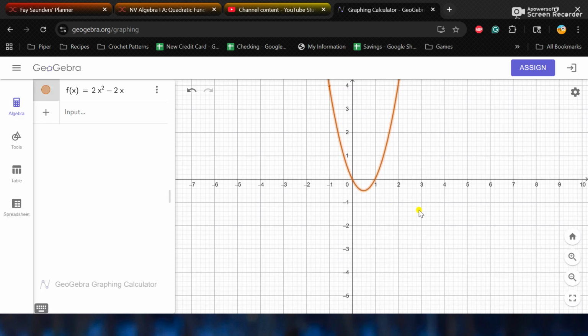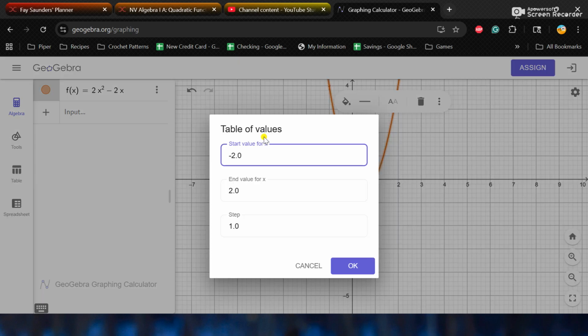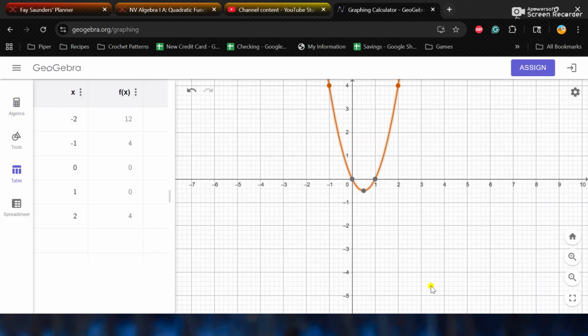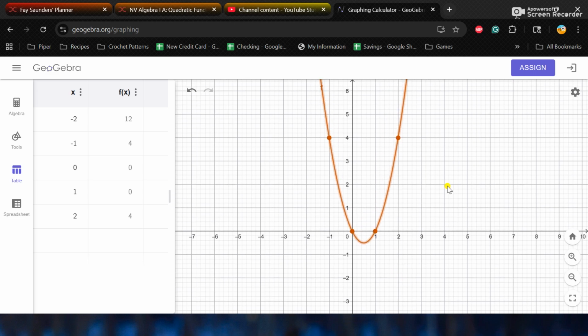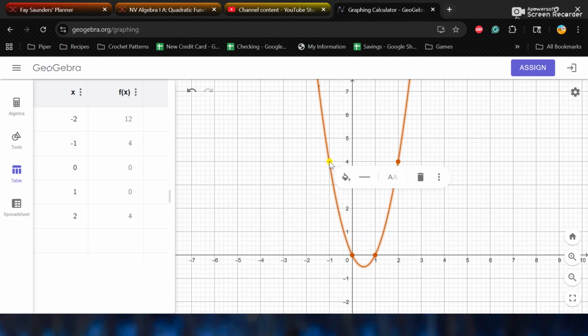What is the value of f of x when x is equal to negative 1? So we just come up here. Let's see if it'll make a table for us, because that makes it easier. Start value for x, we're going to say negative 2, and end value of x can be 2, sure, just because it will for sure show our negative 1. So at this point at negative 1, our value for y, f of x, is 4. It was that easy. Okay.